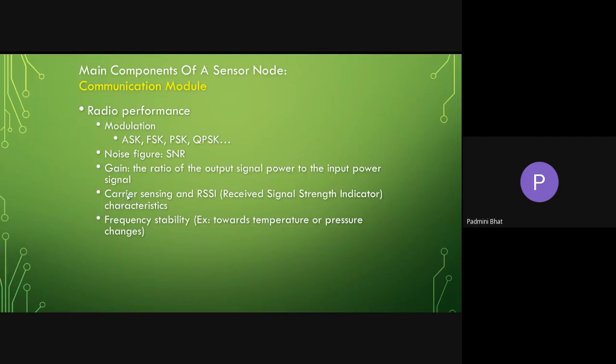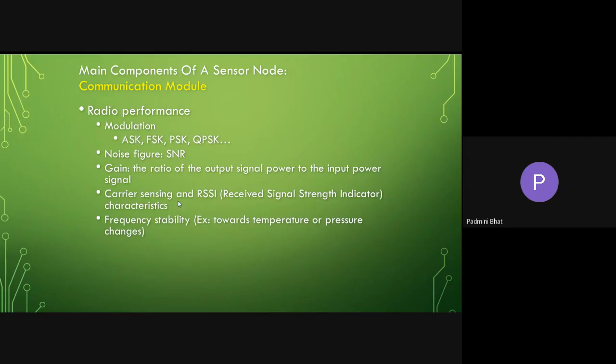Then comes gain, the ratio of the output signal power to the input signal power. There is a difference between noise figure and gain. Gain is just the power of the output to input signal, whereas noise figure is the signal-to-noise ratio of the output divided by the signal-to-noise ratio of the input. Whereas gain, as you all know, is output signal by input signal.